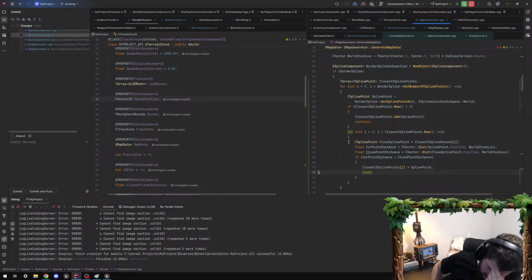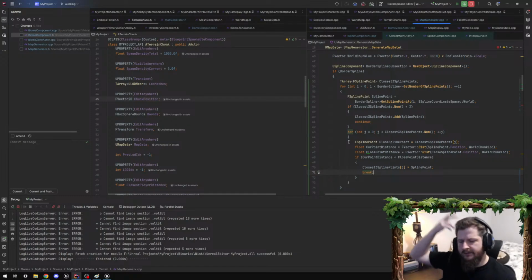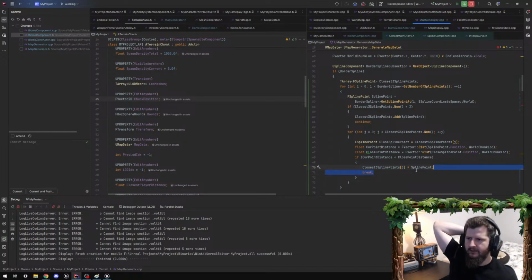And it should be in order. Will this be in order? I think it would. Would this maintain the spline order? No, it wouldn't. Okay, I need to do it a little bit differently here because I could overwrite. Yeah, I need to iterate through the whole thing and replace the farthest one that's away.